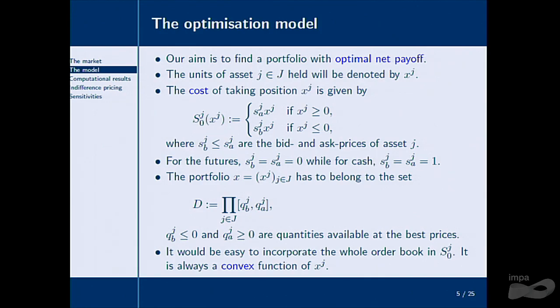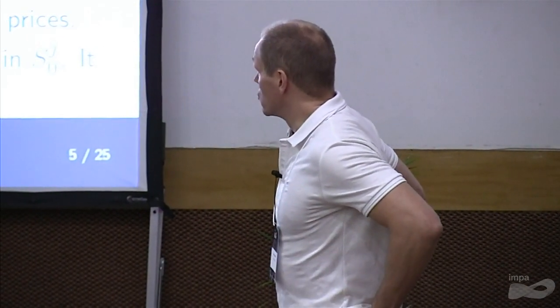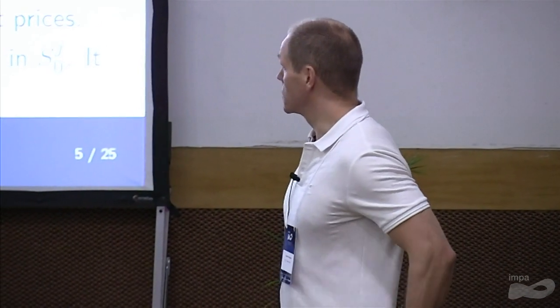For cash, the price is simply 1. You get different rates for lending and borrowing. And then the portfolio constraints can be used to model the available quantities. You cannot buy more than is available at the best ask quantity. The same for selling. We could easily look at further price levels and incorporate those into the market model. It's still a convex model. All the theory goes through exactly the same way. It's still a convex problem. You can still compute the same way.